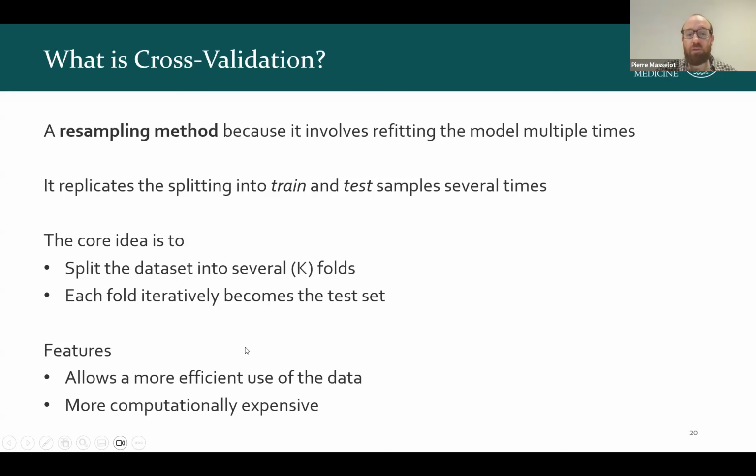And so it allows a more efficient use of the data because all of your data points at some point will be a test data point, and at some point there will be some training data. So it means that even if you were to select too many of rare outcomes or not enough, over the different folds it will average out. But it is also more computationally expensive because it means that you have to fit your model several times to get this generalization error.